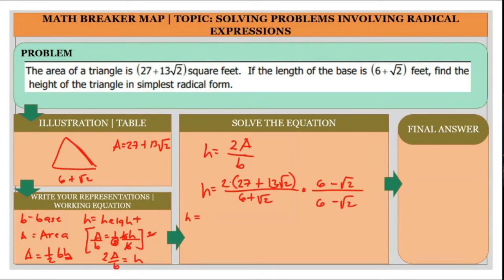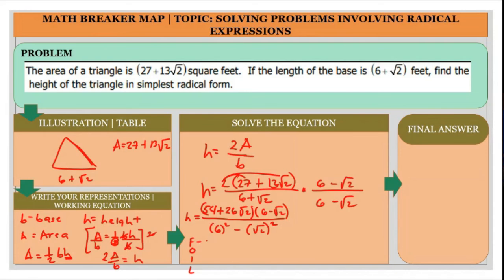Okay, so let us now distribute 2 in the binomial. So I will have 54 plus 13 times 2, which is 26 square root of 2, times the quantity 6 minus square root of 2, all over the square of 6 minus the square of square root of 2. Moving further, we need to multiply the two binomials in the numerator, so that is by using the FOIL method.